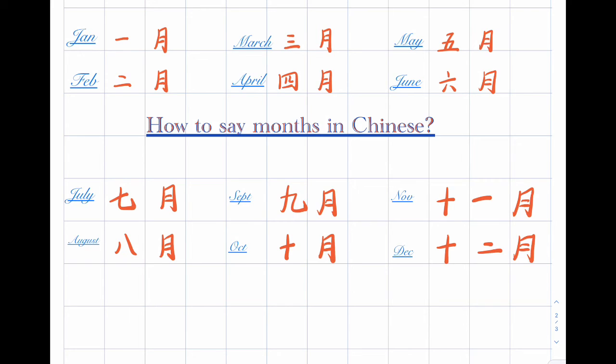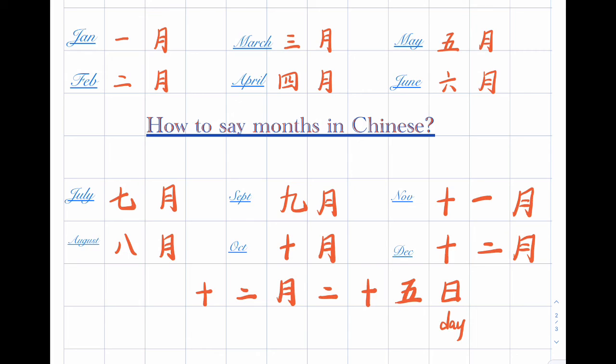How to say that? We will say it in this way. 12月25日. 日, it means sun. It also means day. Okay, so that is the way of speaking dates. 12月25日. Okay, how about year?